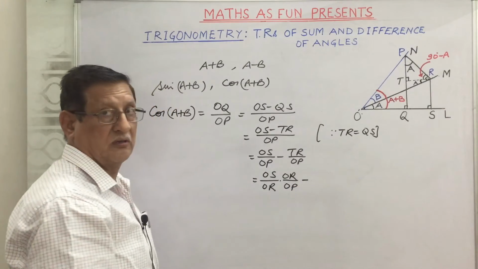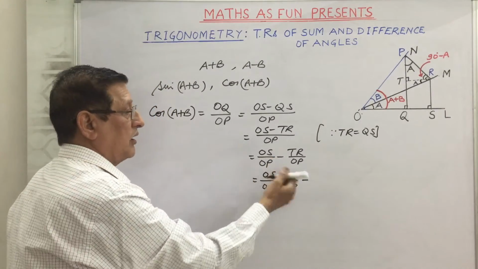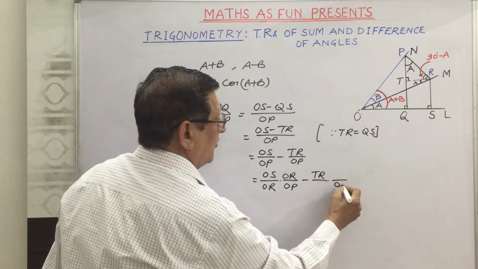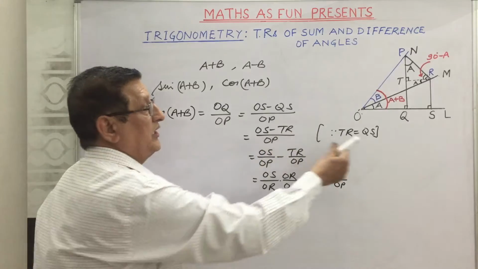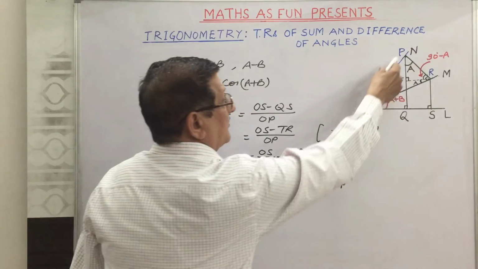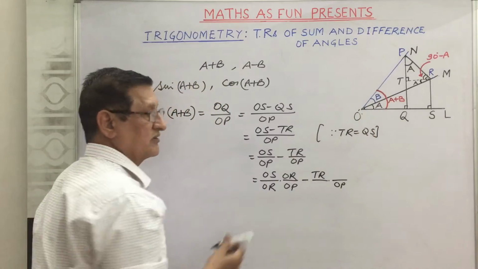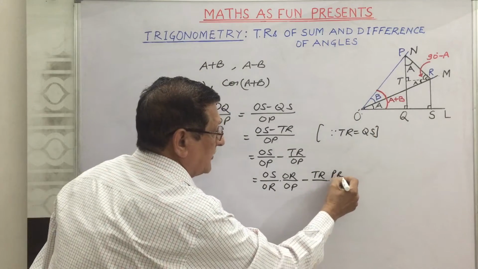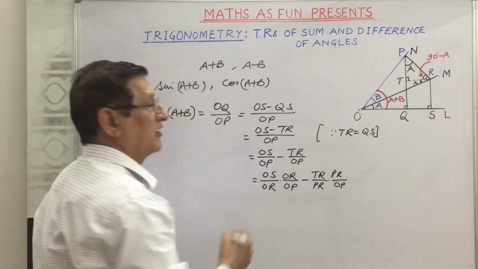minus TR upon OP. Here also we have to do it, TR OP. What we have to find? TR is the part of this triangle and OP is the part of this triangle, so we find PR is the common side. So we multiply and divide this by PR.